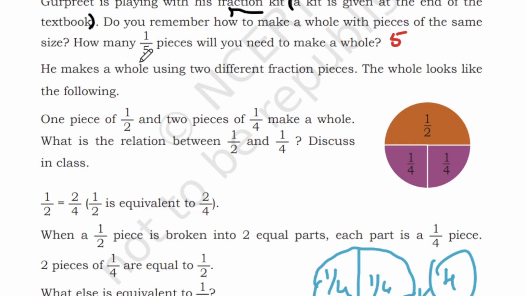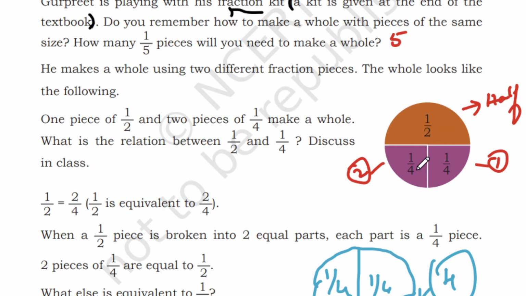He makes a whole using two different fraction pieces. The whole looks like the following. So he made this whole. What he did, he had 1 by 2 which is half, and 1 by 4 two pieces. This is the first piece and this is the second piece. What is the relationship between 1 by 2 and 1 by 4? Discuss. So what is the relationship here?